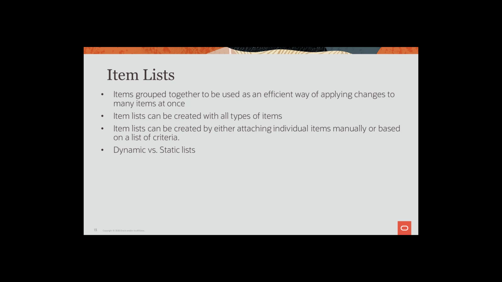Dynamic lists can be rebuilt online prior to incorporating new items that match the criteria for the list. For example, if a new item was created for a supplier for which the list was created, rebuilding the list would add that new item to the list. Static lists would not be updated based on the new items being created for a supplier.